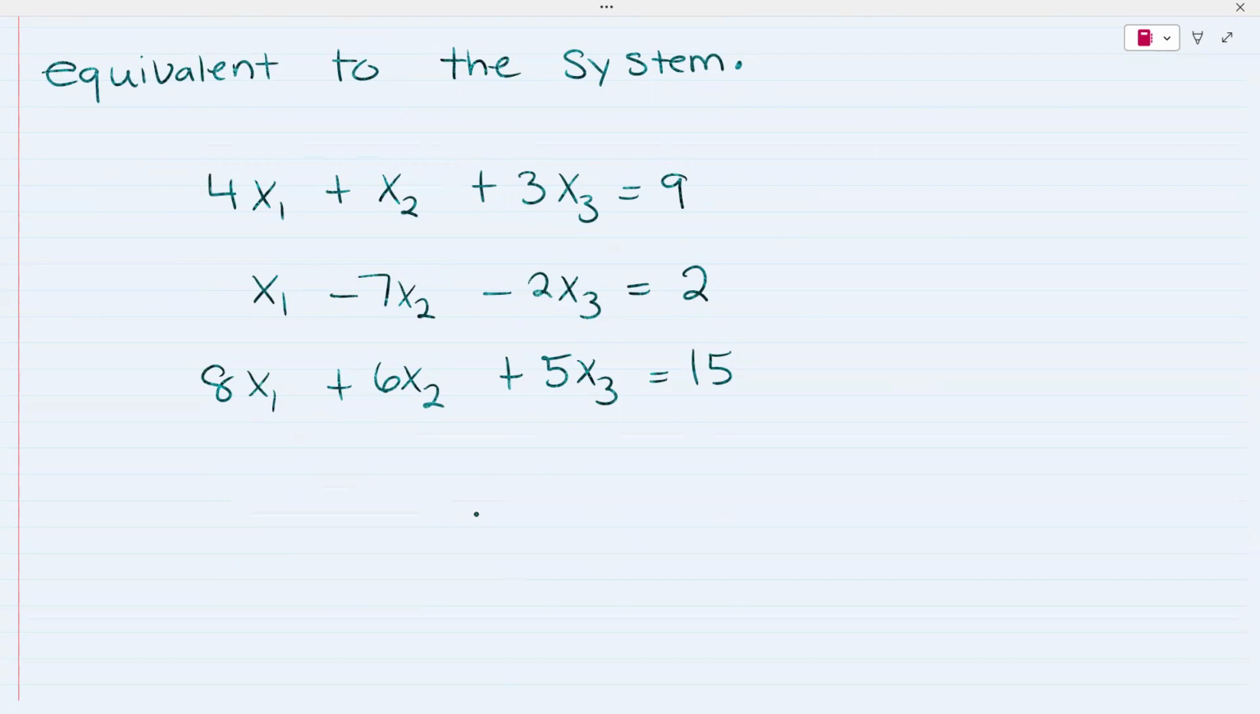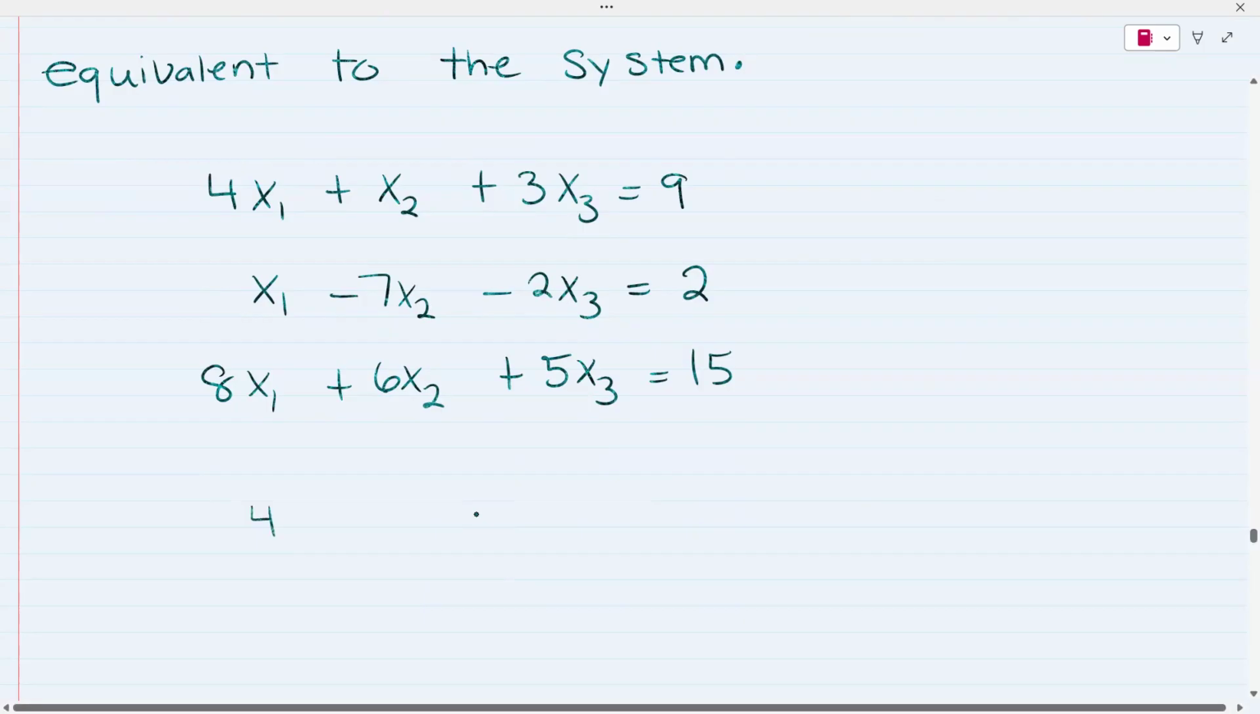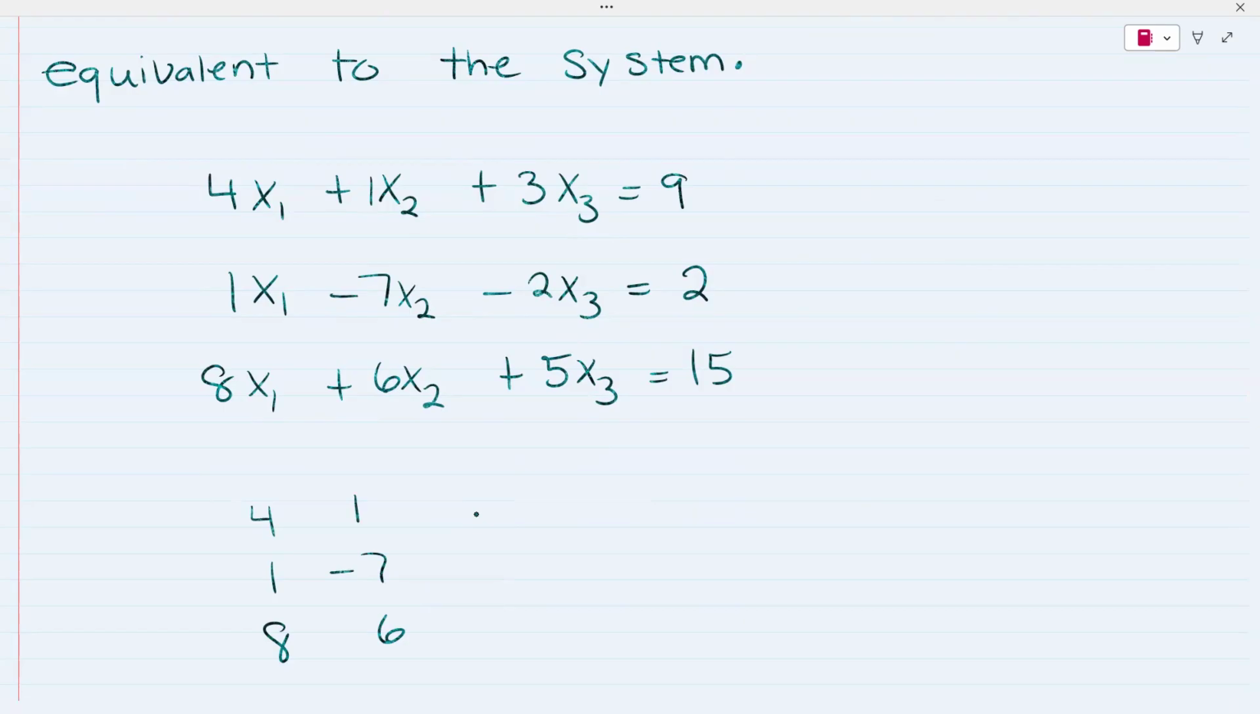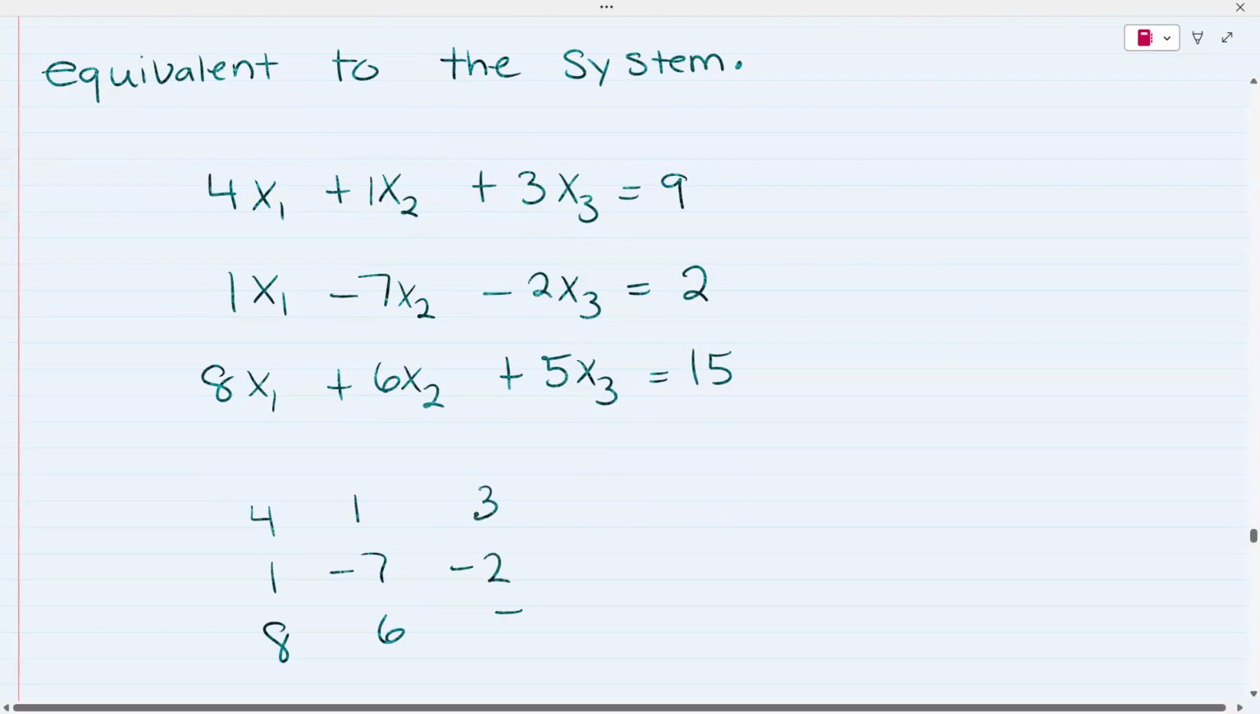Let's go by columns. Let's start with the x1 column. So just use the coefficients and go down vertically. So x1 has a coefficient of 4, and then 1, and 8. And then x2 has coefficients of 1, -7, 6. And the column x3 has coefficients of 3, -2, and 5. And then we know that the equal sign is a straight line. So this would be 9, 2, 15.